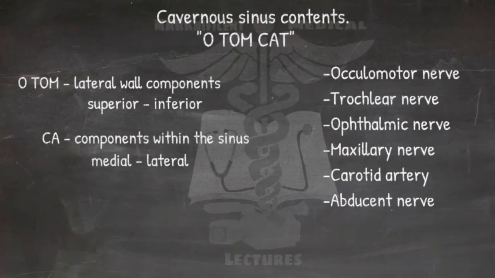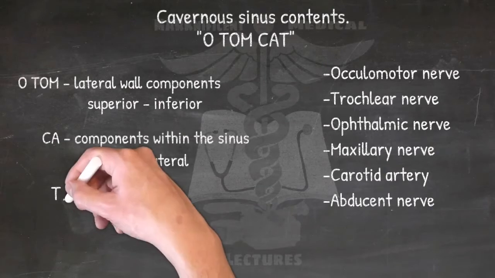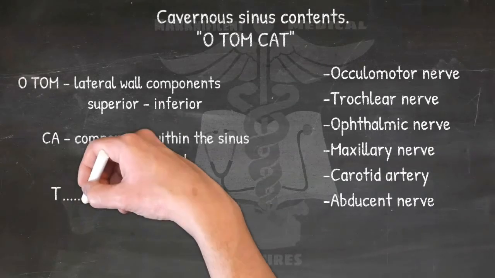CAT ends at the level of T from O-TOM. T, when written, connects to the T of O-T-O-M.